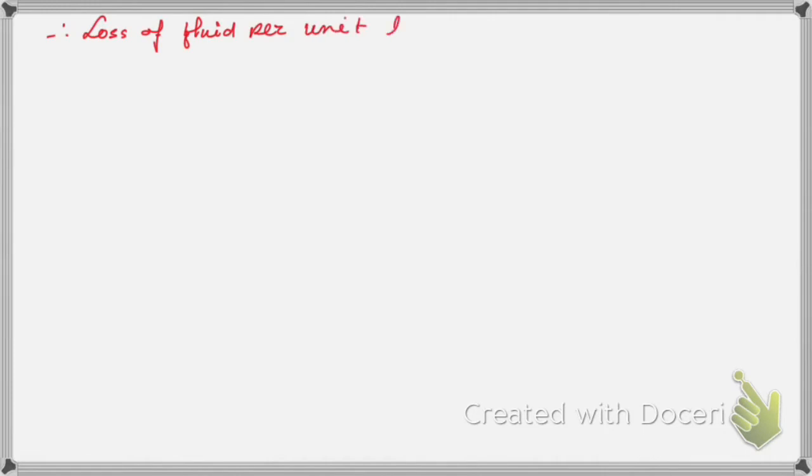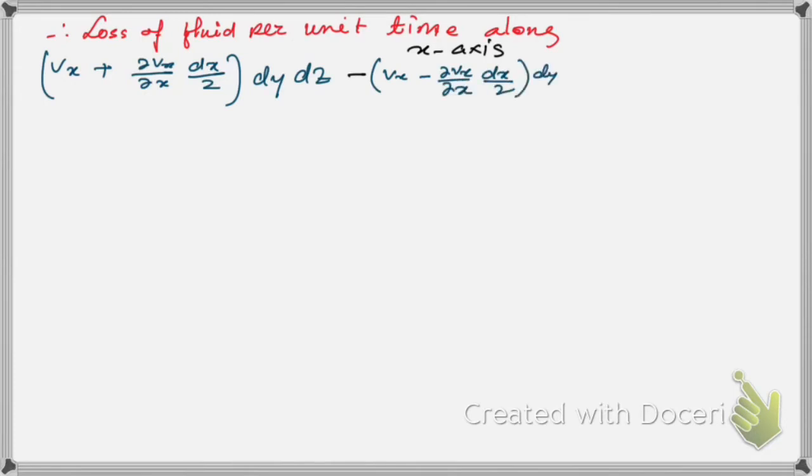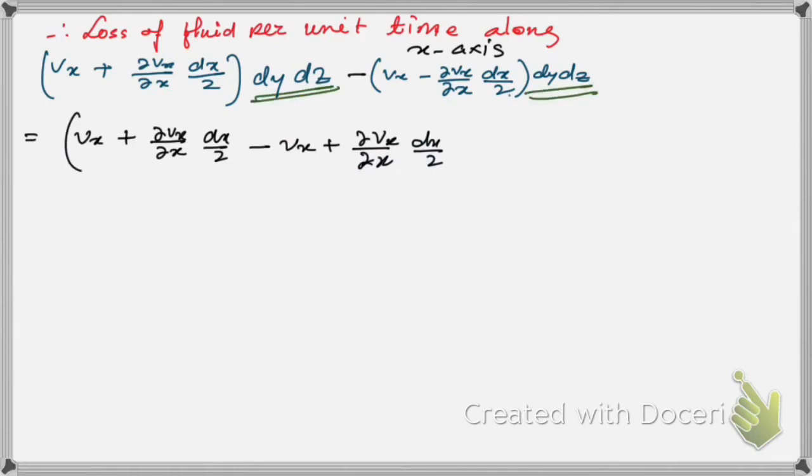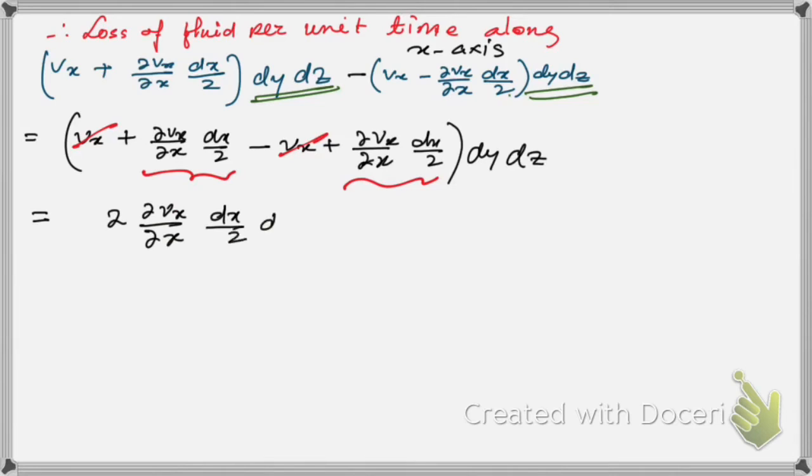So now let me rewrite the expression again on this new slide. So this is the loss of fluid per unit time along x-axis. So similarly we can find the loss of fluid along y-axis and z-axis. Okay, loss of fluid per unit time. So first simplify this expression. If you simplify this, what are you going to have? So these two taken common, right? So these two cancel, vx minus vx gone. So adding these two, we have got this. So here 2 will be cancelled, right? So this is the final expression.